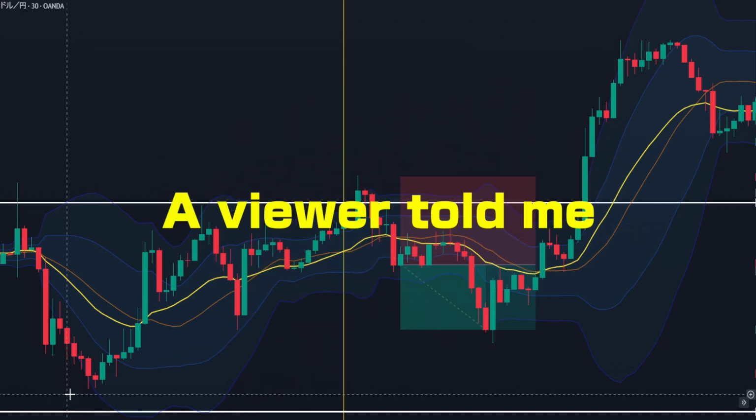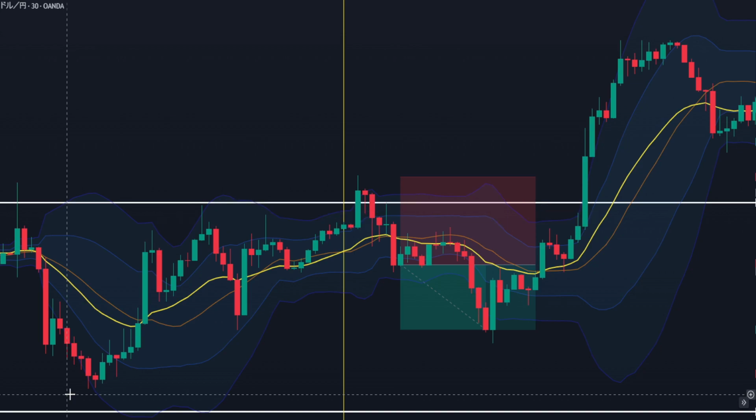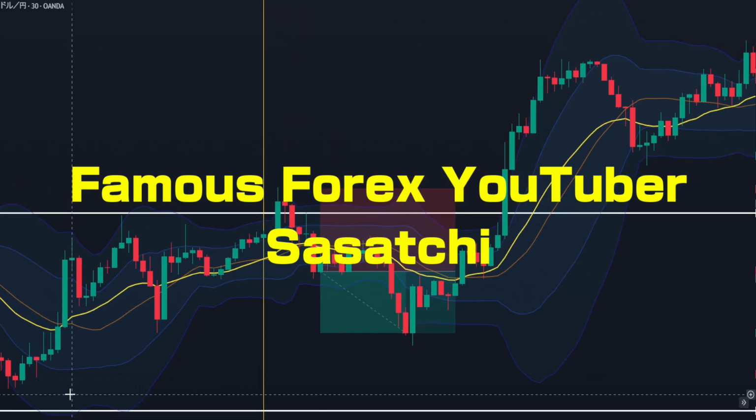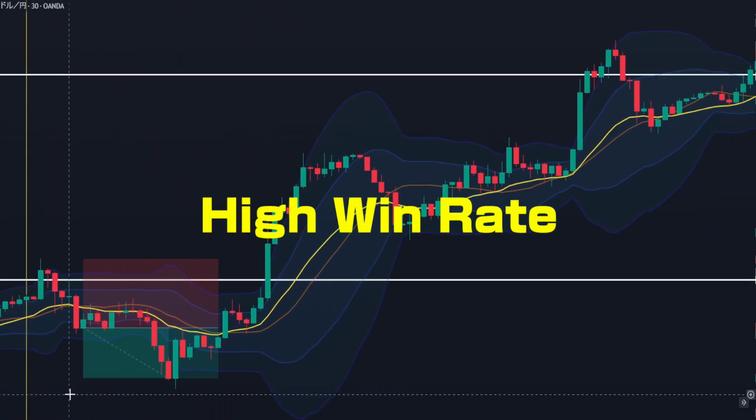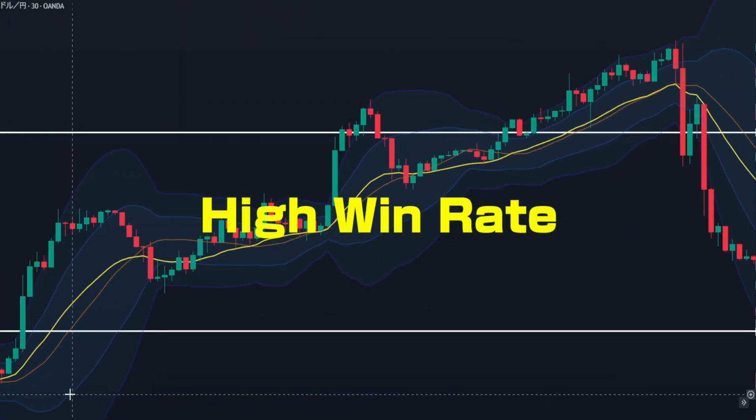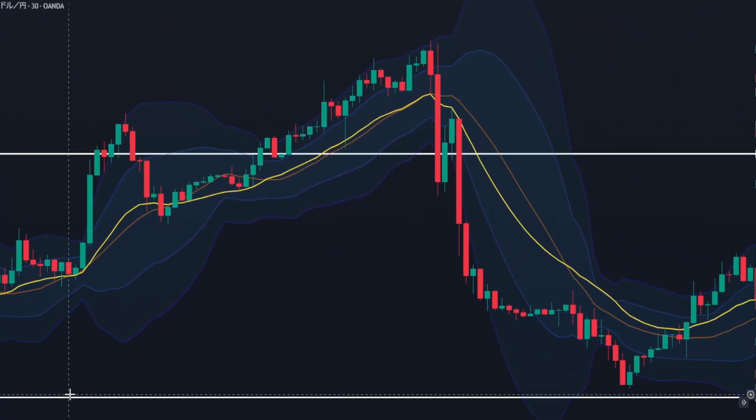Introduced to me by a viewer's comment, it's the Snipe trade method. This strategy was crafted by the renowned FX YouTuber, Sasatchi-san. He claims it's a high success rate yet simple strategy. Let's test this out on TradingView.